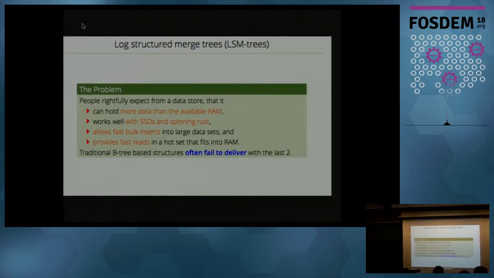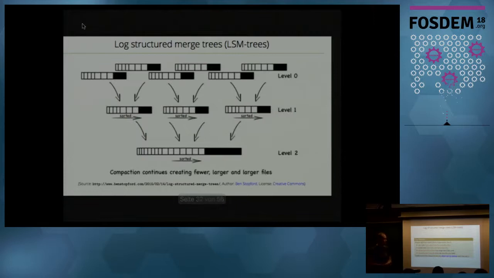Well, how can we do this? Traditional B-tree-based structures, like we have in relational databases, often fail to deliver the latter two. For bulk inserts, the B-tree structure has some drawbacks when we try to insert a lot of data into different layers. And they don't provide super fast access if the hot set does not fit into main memory.